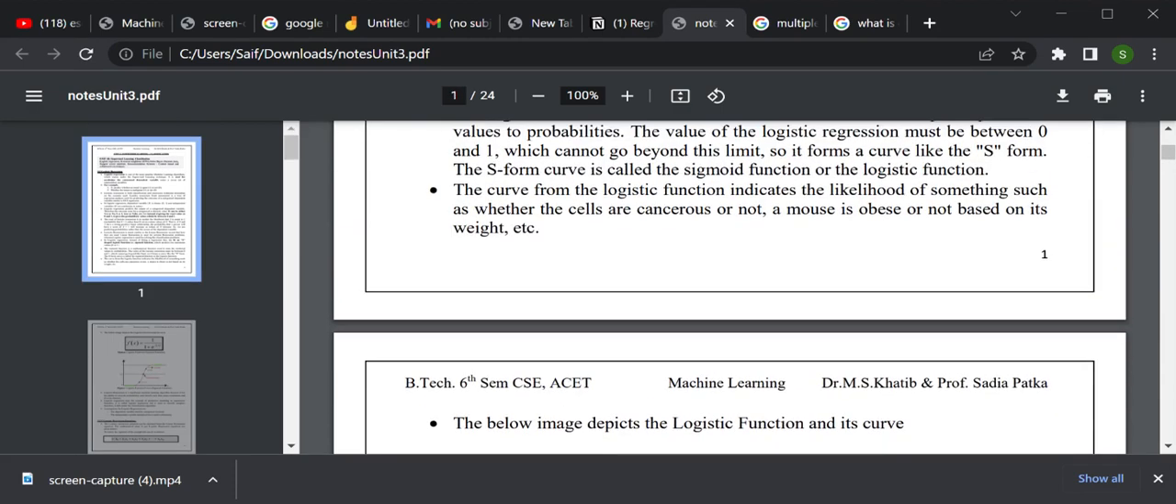See, this is an example. A mouse is obese or not. Obesity: a mouse has obesity or not. We can find this based on its weight.